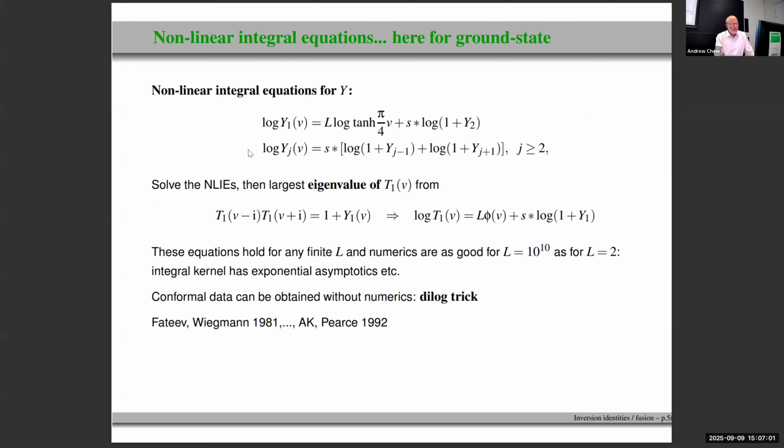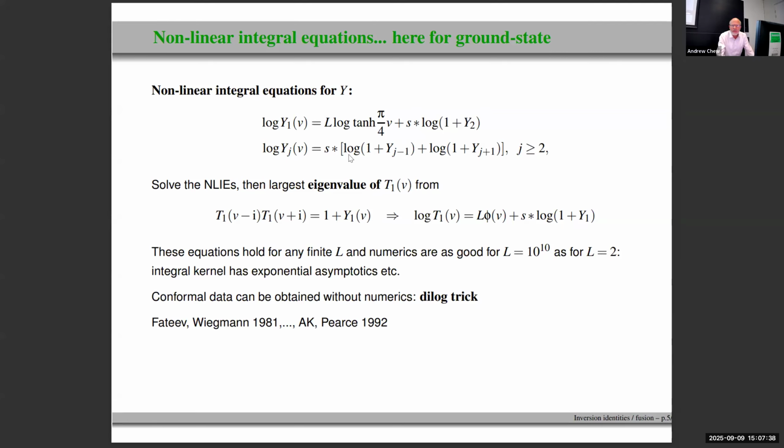Okay, for the general case, we would proceed like that. We apply similar technology that I described before, and from the multiplicative functional equations, we get integral equations where no shifts of the arguments show up. Logarithm of y1 is equal to a bulk term, L times the log of hyperbolic tangent, plus this convolution s star with log of 1 plus y2. So we have to know y2. When trying to calculate y2, you use the second line for j equal to 2, and then you see you are forced to study not only y sub 1, but also y sub 3, and so on.